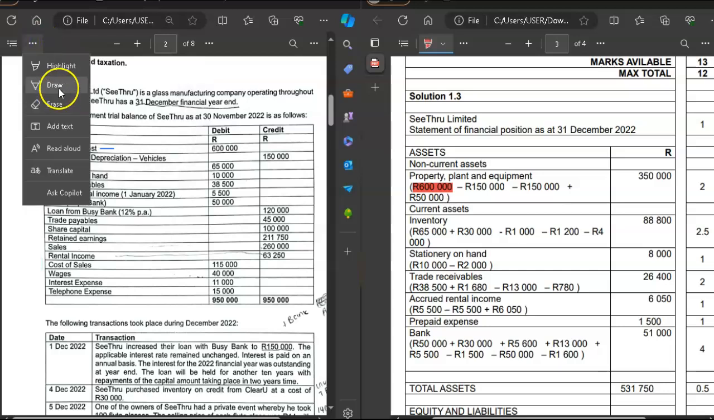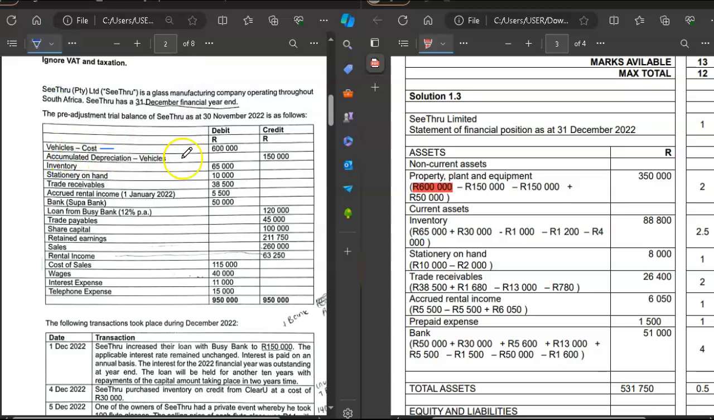Now, the next one, if we're going to look at it, accumulated depreciation on vehicles. Accumulated depreciation on vehicles, you will always subtract this from the opening balance of the vehicles. So that is why you go over here and you say minus 150,000, right? Because that's your depreciation. The value of your vehicles account is going down.